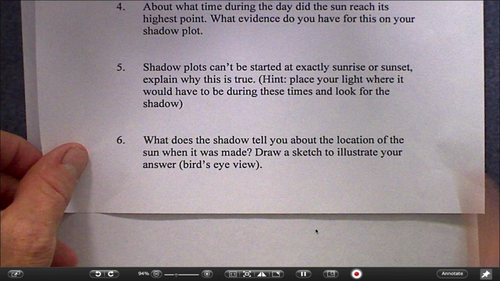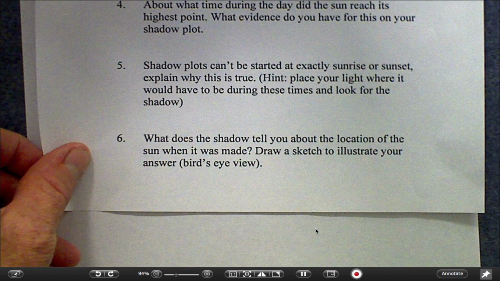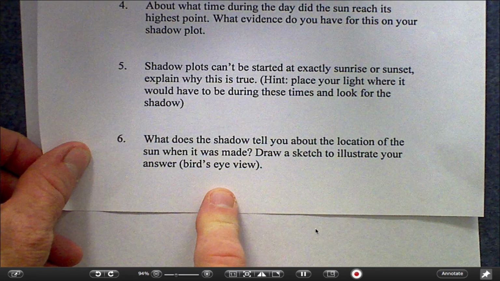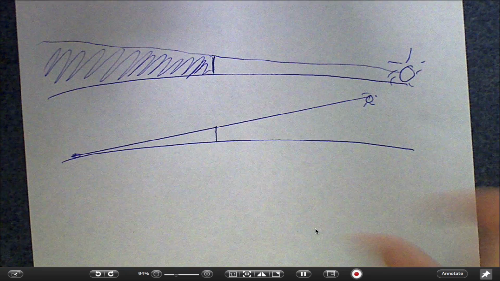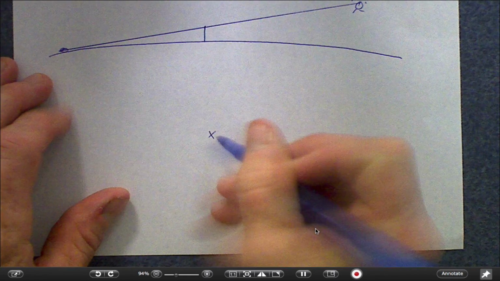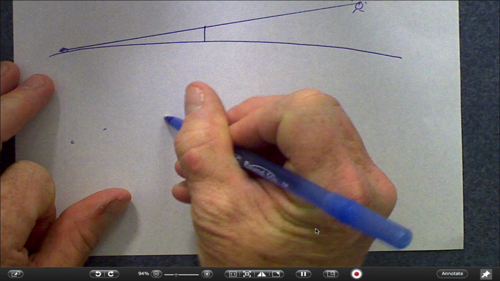Next one. What does the shadow plot tell you about the location of the sun when it was made? Draw a sketch to illustrate your answer, and I said from a bird's eye view. Well, what that means is simply this. If you have a shadow plot, let's make some dots here that represent a shadow plot.